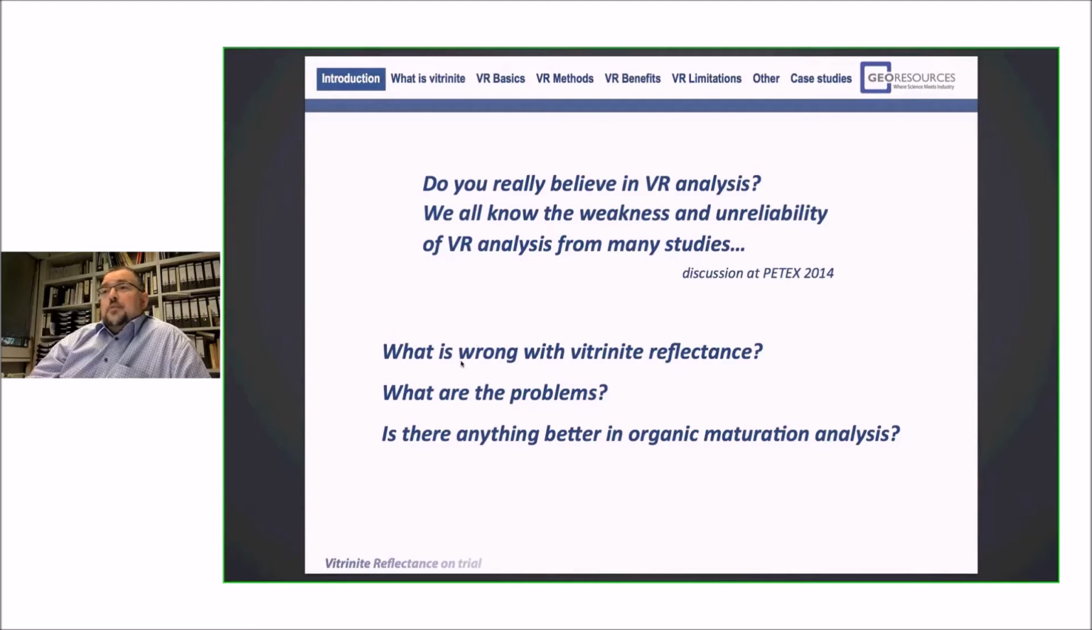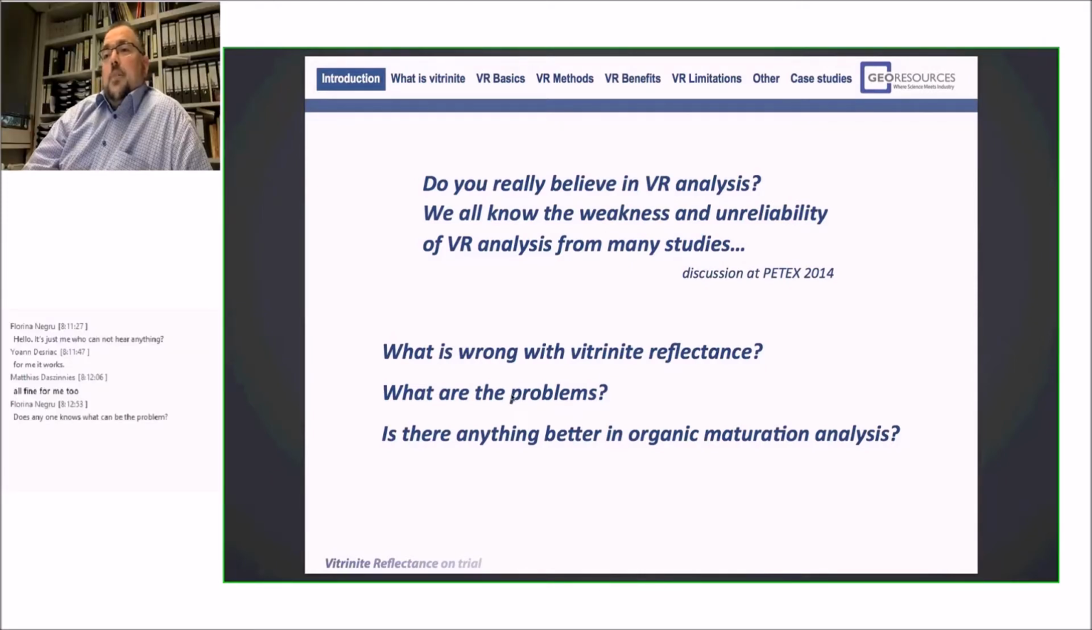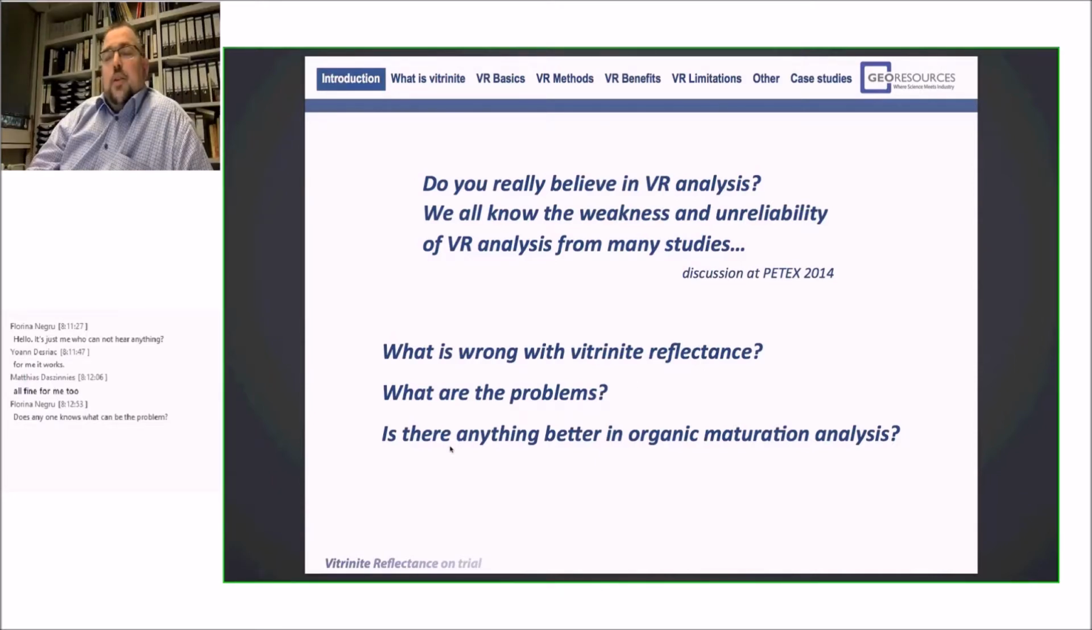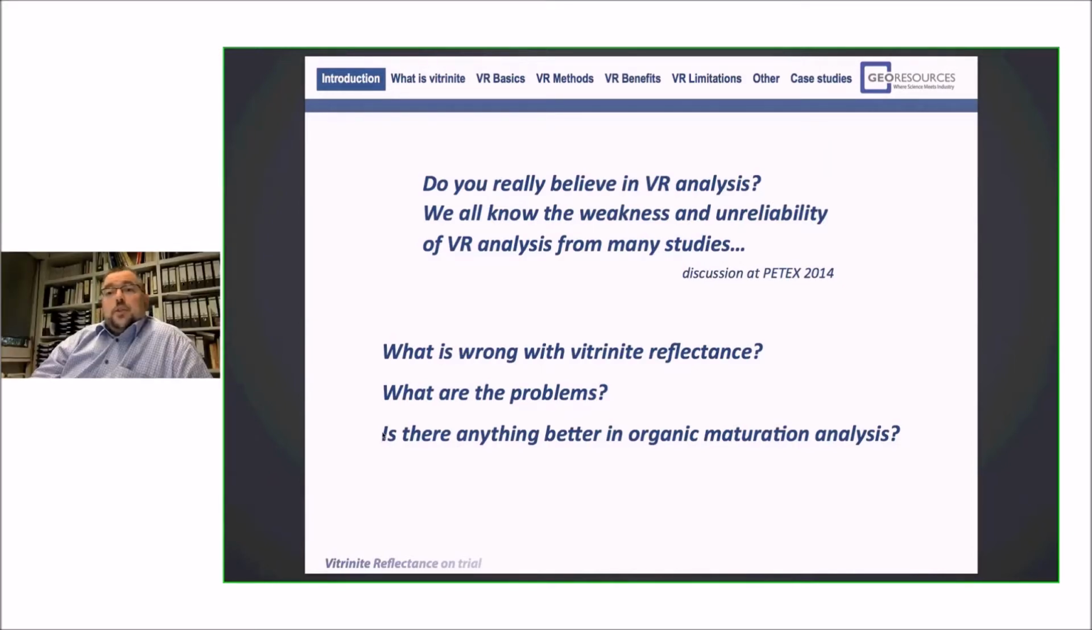So the question came up, what is wrong with vitrinite reflectance? What are the problems? What caused these problems and these mistakes in so many studies? And is there anything better in organic maturation analysis than vitrinite reflectance to change to? So these will be the questions the talk is focused around, to check vitrinite reflectance. What is vitrinite reflectance? What are the benefits, what are the limitations, and also what other organic maturation parameter tools do we have, and are they really better than vitrinite reflectance or not?